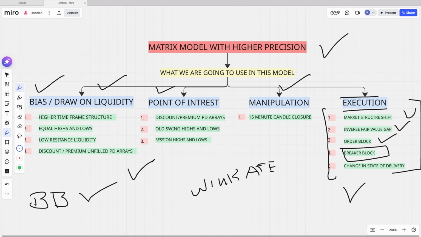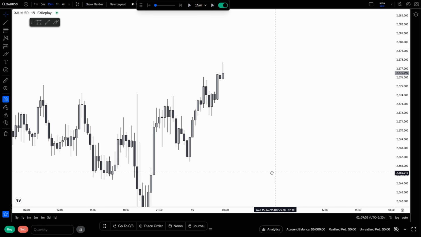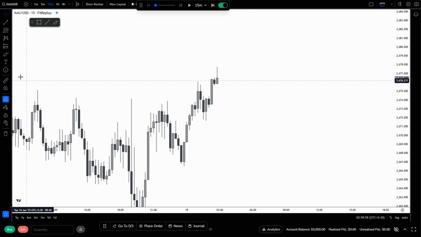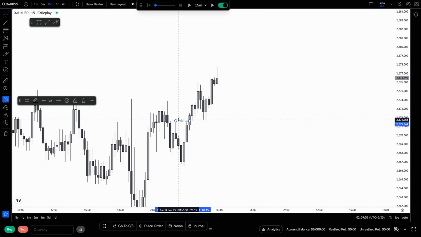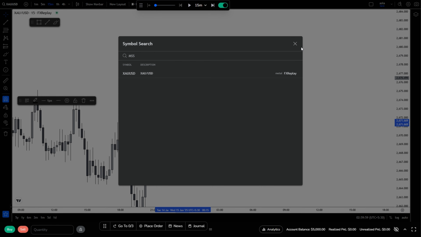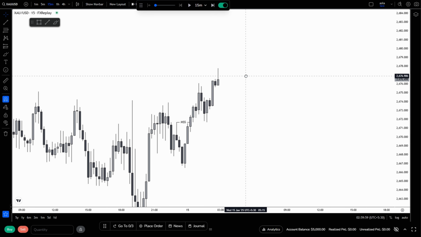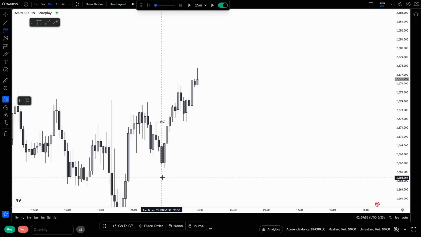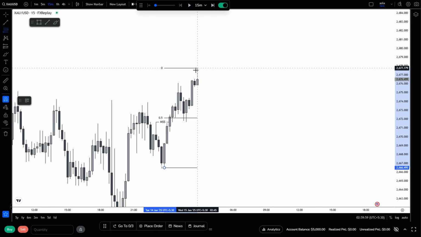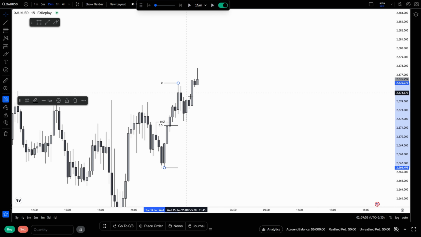in real market conditions. First of all, the two things we need to identify are our directional bias and our draw on liquidity. To determine our bias, we start by observing market structure on the 15-minute time frame. As you can see, we have a clear market structure shift on the 15-minute chart, which tells us that our bias is bullish.